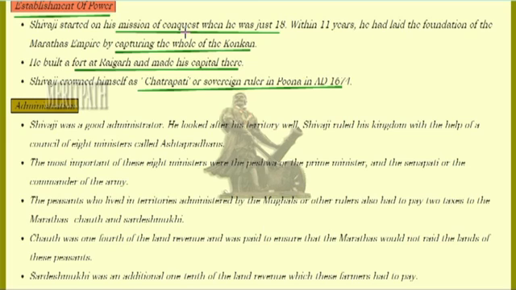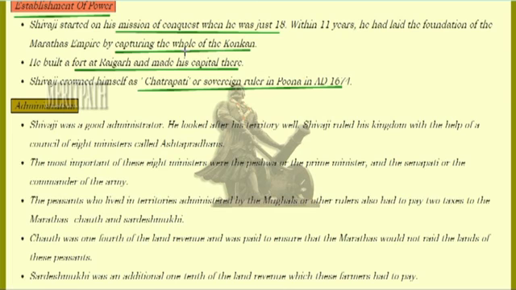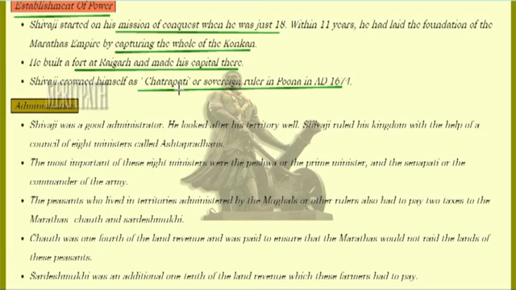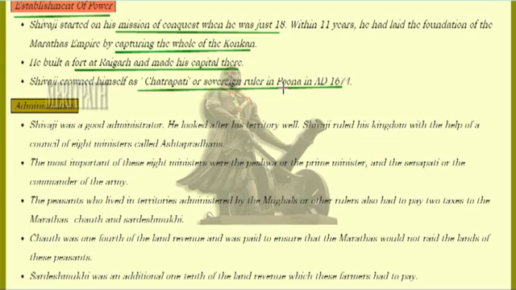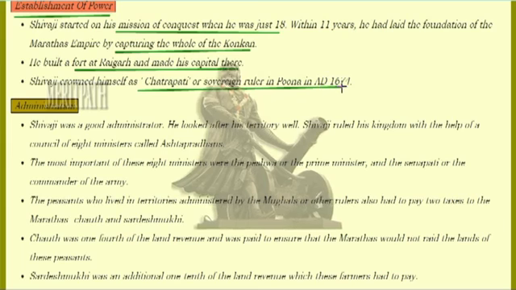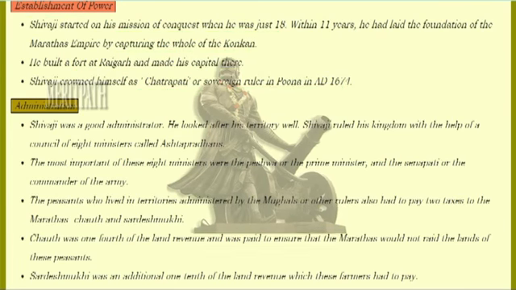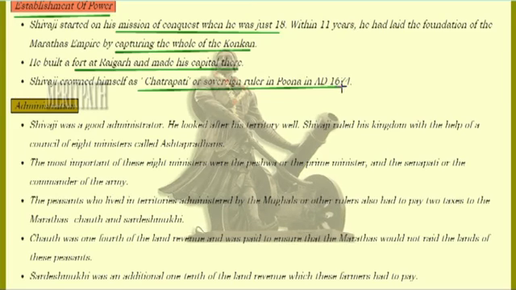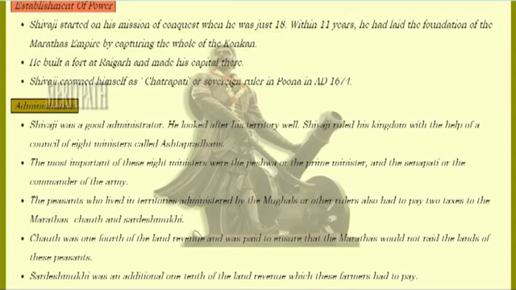How did Shivaji establish his power? When he was 18 years old, his mission was one of conquest. So within 11 years, he laid the foundation of the Maratha Empire. He captured the whole of the Konkan region. He built a fort at Raigad and made his capital there. He crowned himself Chhatrapati or sovereign ruler in Pune in AD 1674.